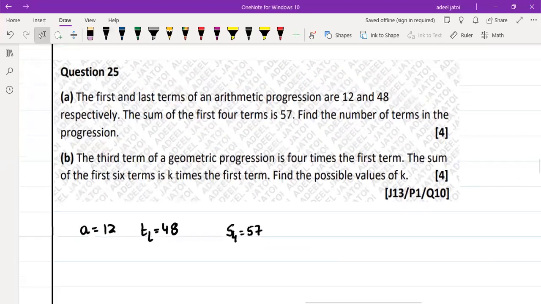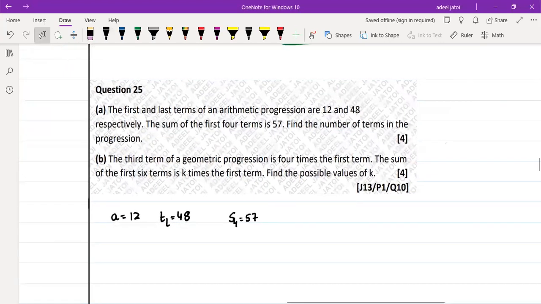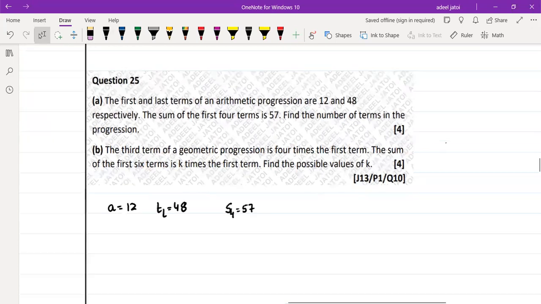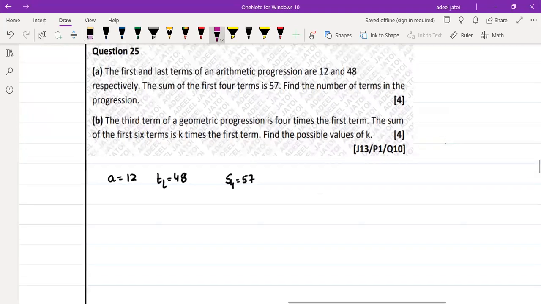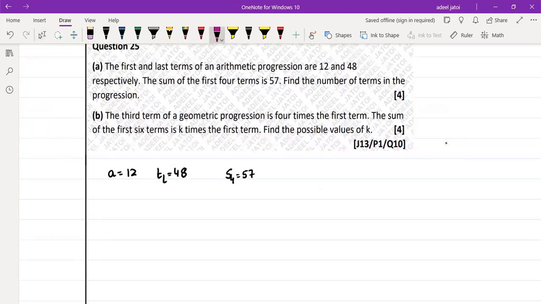So what we need to understand is that we already know that we have a as 12. We know that the sum of four terms is 57. So from the sum of four terms, we can easily get d, that is the difference. Once we have the difference, we can then find out how many terms we have for 48. So let's just do this.